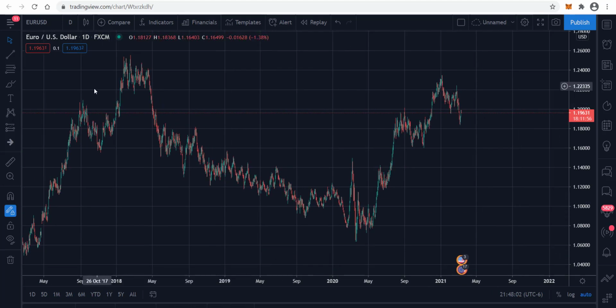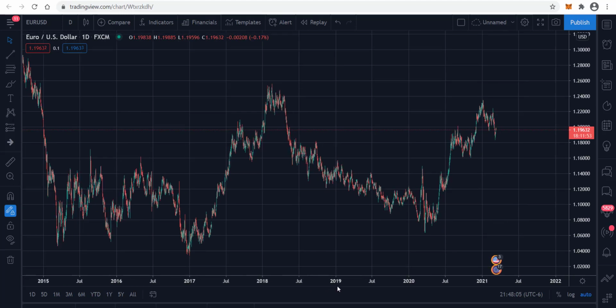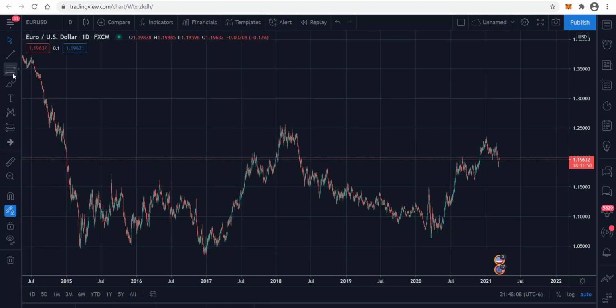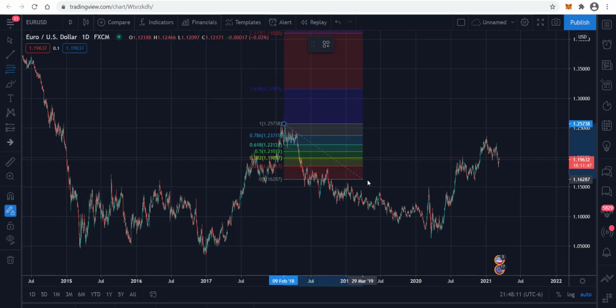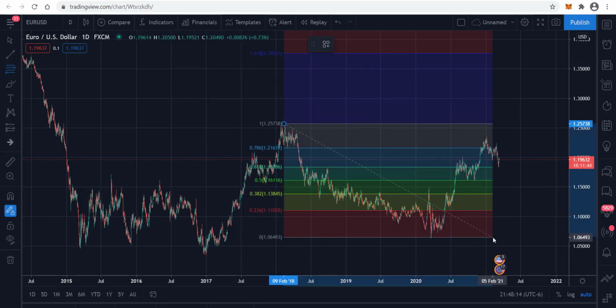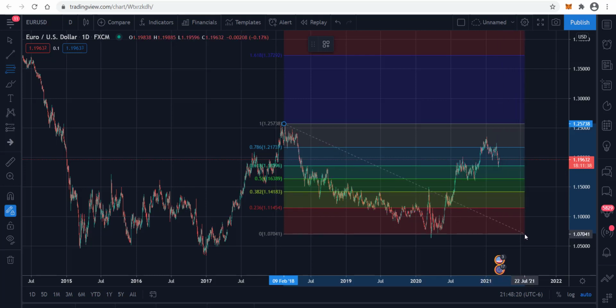Now, yeah, we're gonna do one from here, this top, down to this bottom. There we go. So this is already past the 78.6%, and it's back down on what we're calling the 61.8% retracement level. And that appears to be offering a little bit of support.